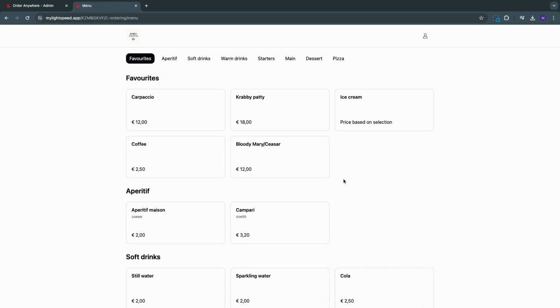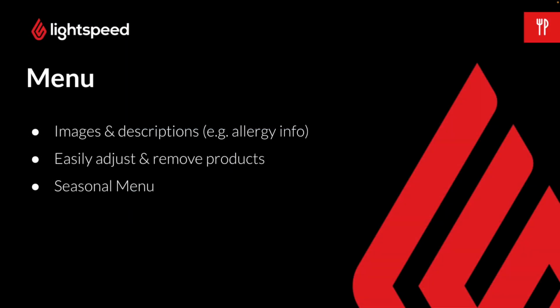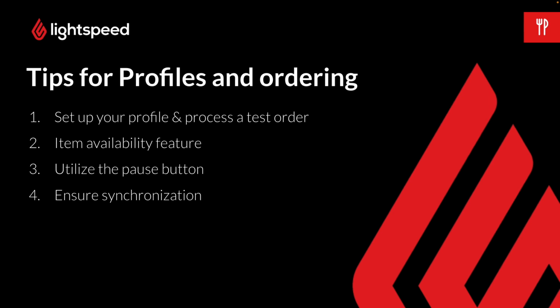Also, you can immediately show images and description of your products, for instance, allergy information. Another advantage of such online menu is that you can adjust the menu faster and remove products that are no longer in stock from the overview. Useful for when you have, for instance, a seasonal menu. Now that we've explained all the ordering methods, we'd like to provide you with some tips on ordering and profiles.